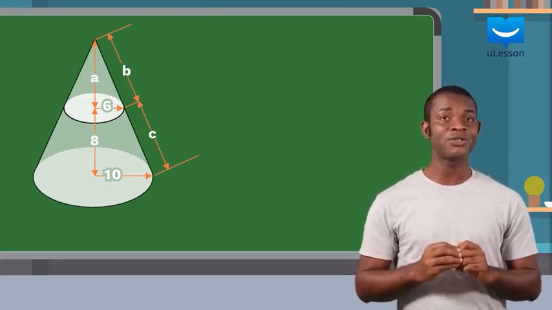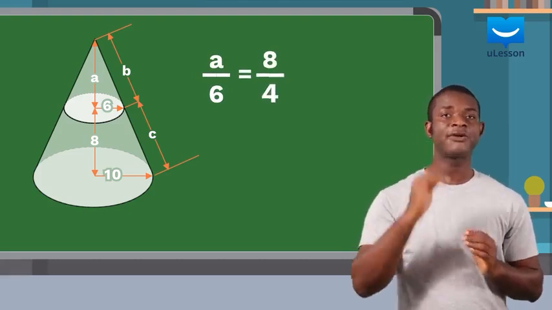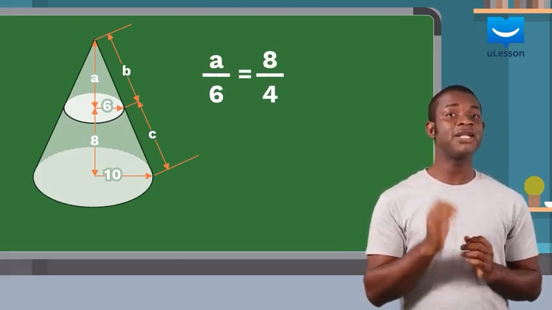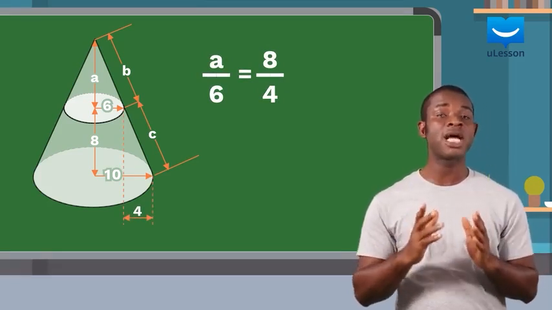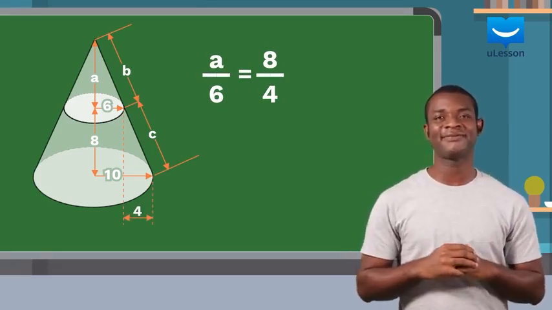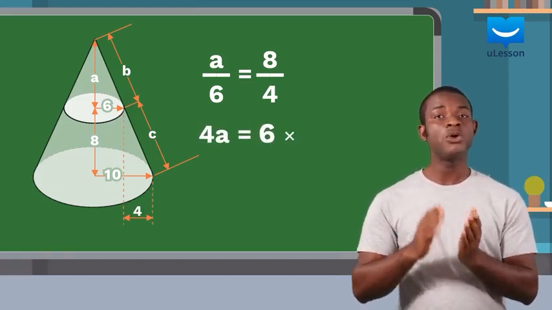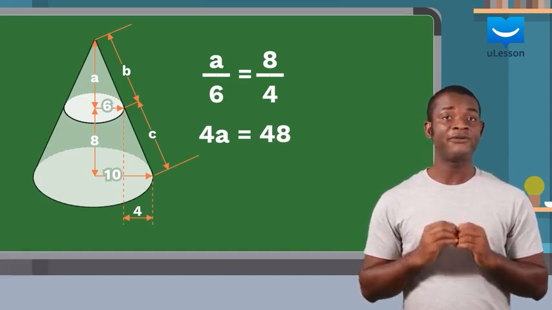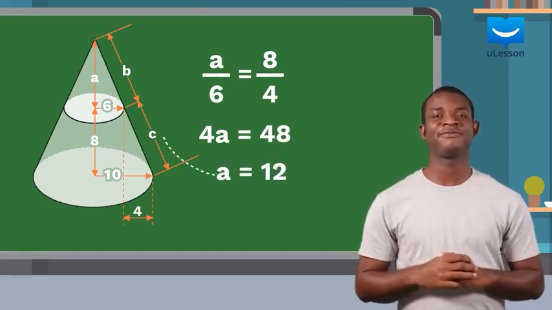Comparing similar triangles, we have that A over 6 is equal to 8 over 4. We are using 4 in this case because it is the difference between the two radii, and the height of the frustum alone is concerned with this increment. Cross multiplying gives us 4A equal to 6 times 8. Dividing both sides by 4 gives us A equal to 12.